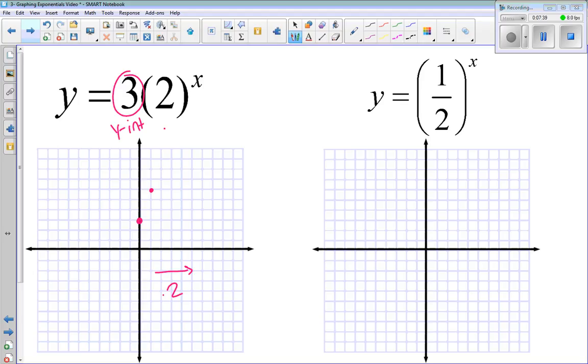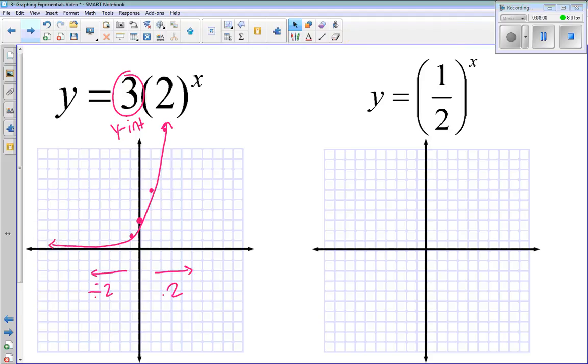To go backwards, we have to divide by 2. This is a little tricky because we're going to get a decimal, but that's okay. 3 divided by 2 is 1.5. Then from there, it gets a little trickier, so I just sketch it in, making sure to include that asymptote that my graph never touches.